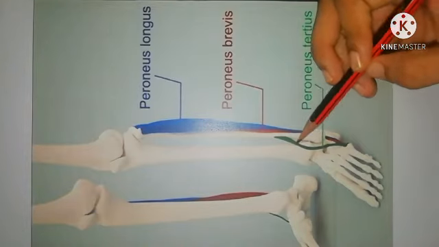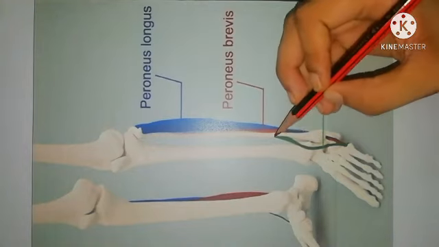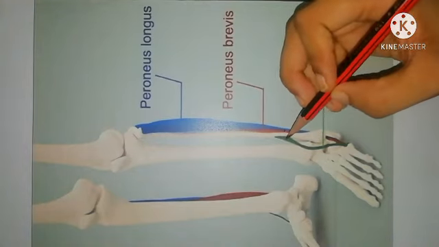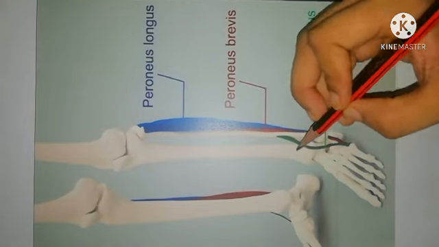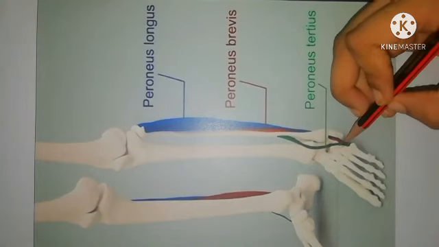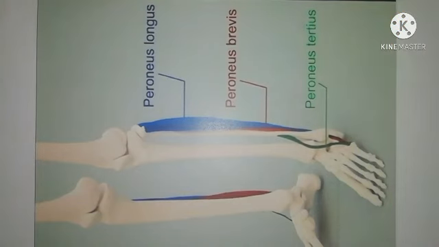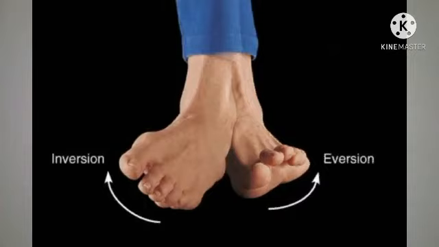Peroneus tertius. This is the muscle, Peroneus tertius. The origin of this muscle is from lower 1/4 of the medial surface of the shaft of fibula. The insertion is in medial part of the dorsal surface of the base of the fifth metatarsal bone. Nerve supply is deep peroneal nerve. Action is dorsiflexion of foot and eversion of foot.